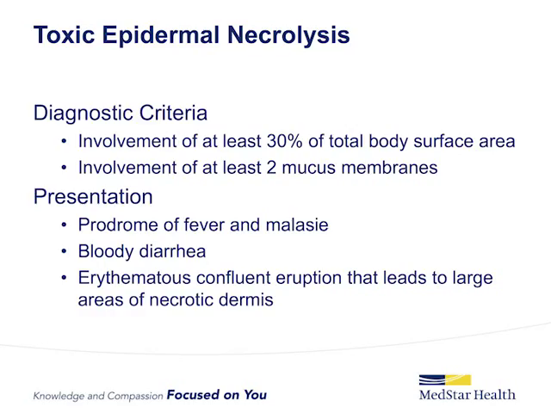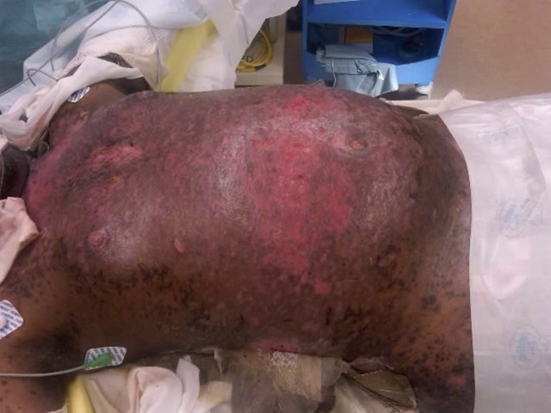Patients who develop TEN often have a recent history of phenytoin or sulfonamide use, acting as the trigger. Following this, patients present as a prodrome of fever and malaise. Eventually, they begin to develop bloody diarrhea. Following this, patients will develop an erythematous confluent eruption that rapidly evolves into exfoliation of the skin, resulting in large areas of necrotic dermis, as seen in the following image. This image shows a patient with toxic epidermal necrolysis prior to undergoing surgery for an acute abdomen.